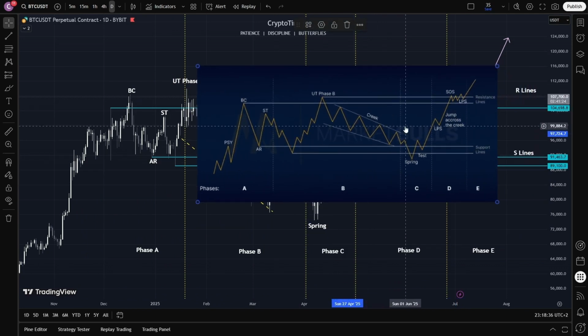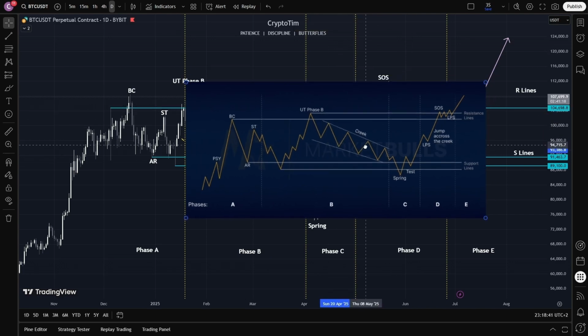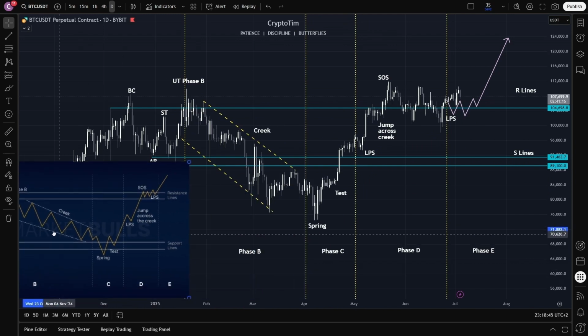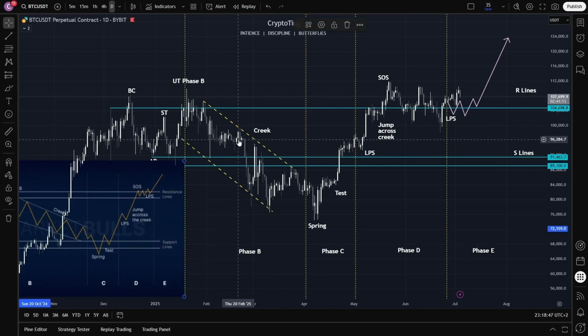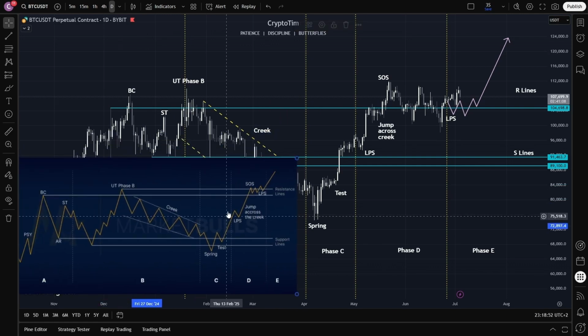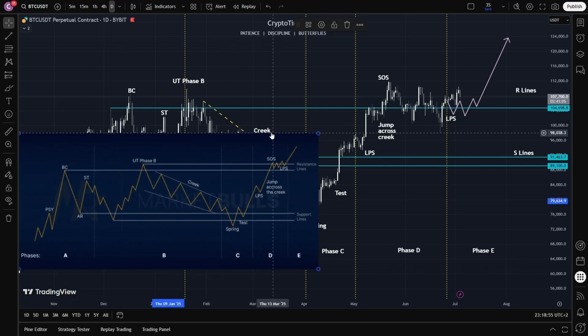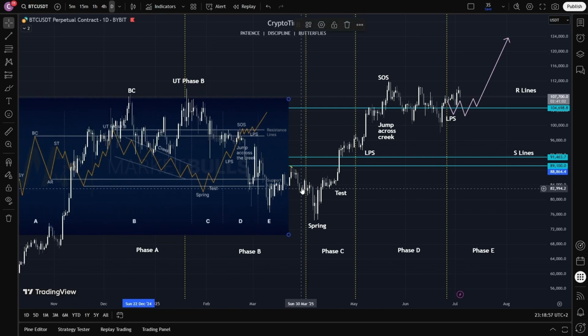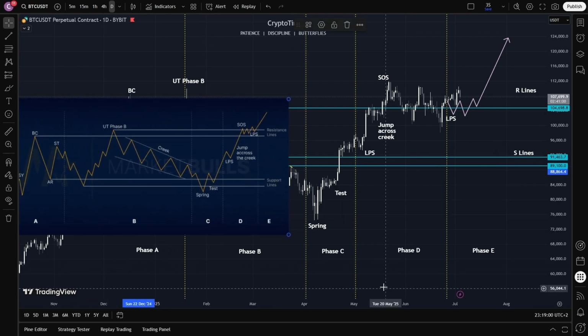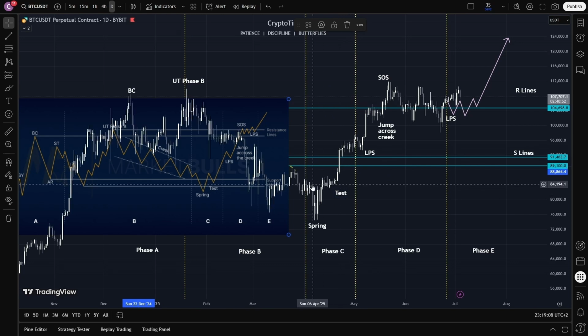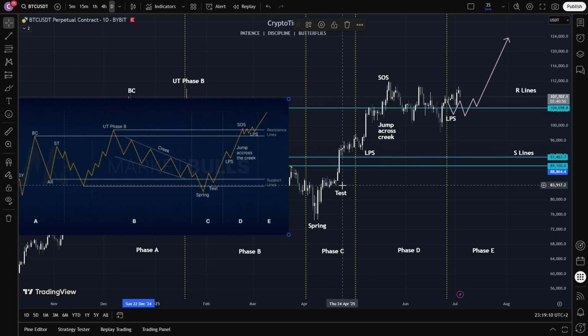From there we make a zigzag scenario down with lower highs and lower lows. We call this the creek, so we have the creek right there. From there we go into phase C, where we have a spring, so an aggressive reaction back up. We have a retest. The retest is a bit lower here than normally, but okay, you can't have 100% following the theory. We have an LPS.